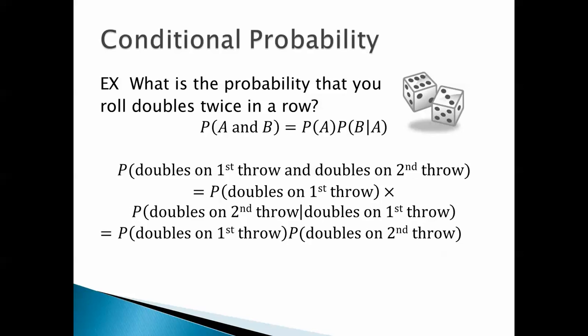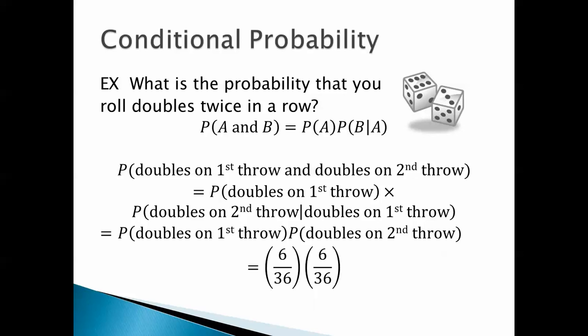Now, realistically, for the probability of doubles on the second throw given doubles on the first, it doesn't matter what you roll on the first throw. The probability of doubles on the second is the same whether you roll doubles on the first or not. So we can just scratch that out. That probability of doubles on the second throw given doubles on the first throw is just equal to the probability of doubles on the second throw. So the probability of doubles on the first times doubles on the second given doubles on the first is just the probability of doubles on the first times the probability of doubles on the second.